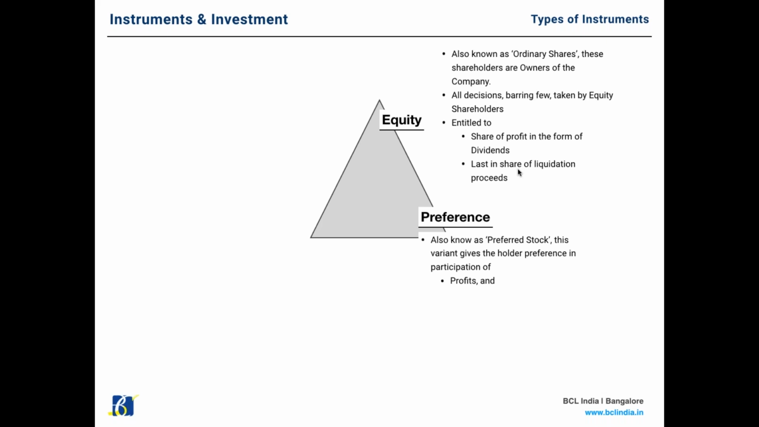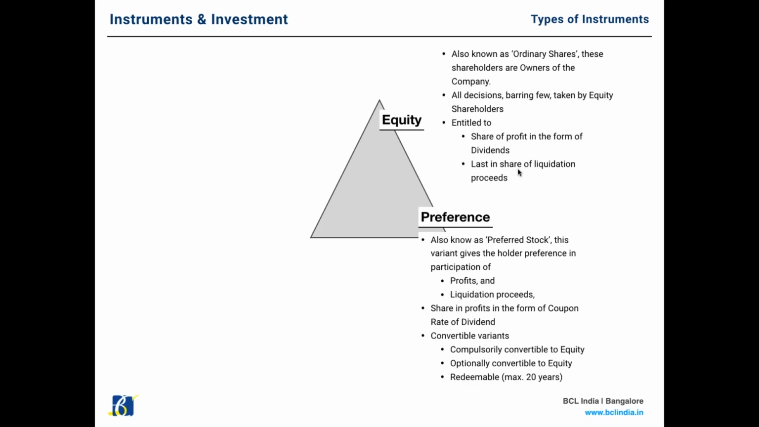So you have a compulsory convertible model, you have an optionally convertible model, and a redeemable model. Compulsory convertible means it converts to equity. So today the investor will put money into preference and then it converts to equity. So compulsory convertible preference share, CCPS, optionally convertible, OCPS, and redeemable convertible preference share, RCPS. We will refer to them in our discussion as CCPS, OCPS, and RCPS.